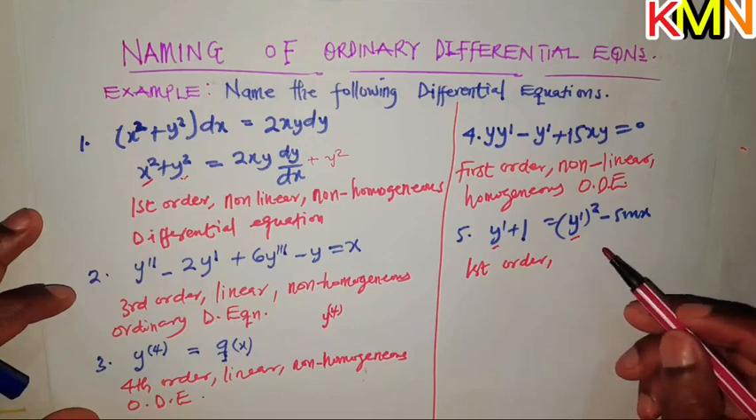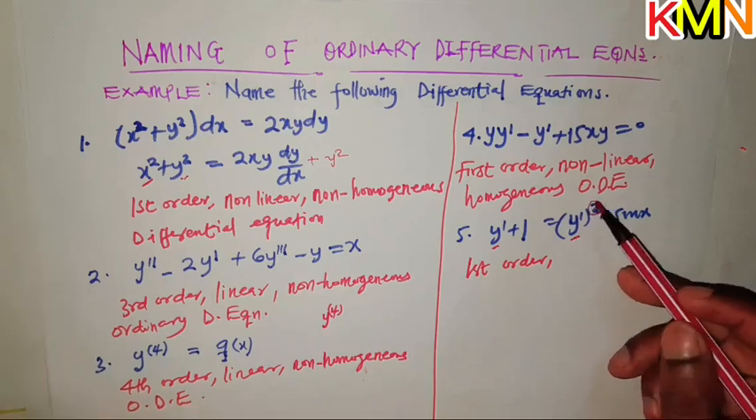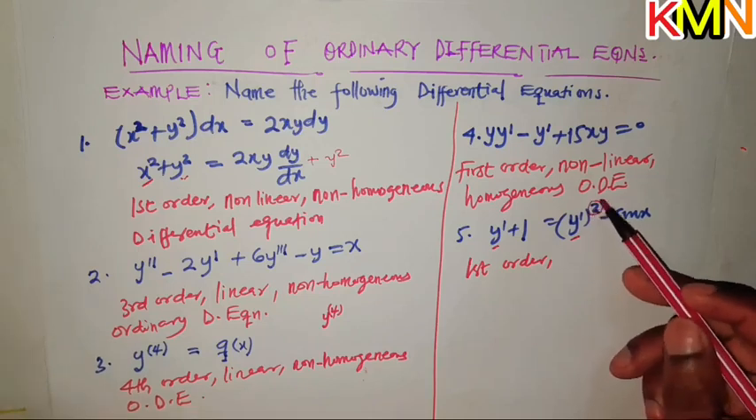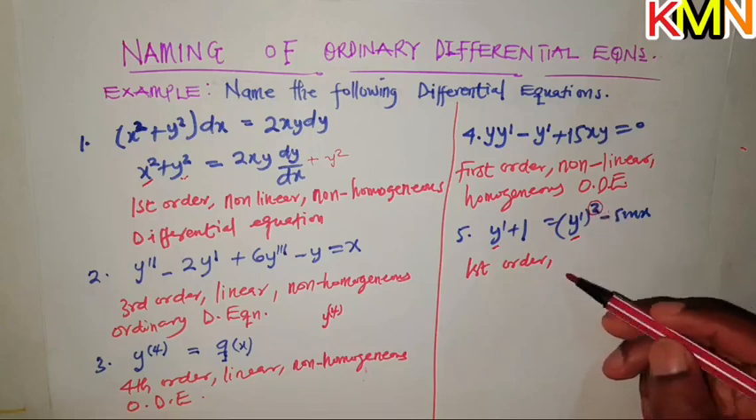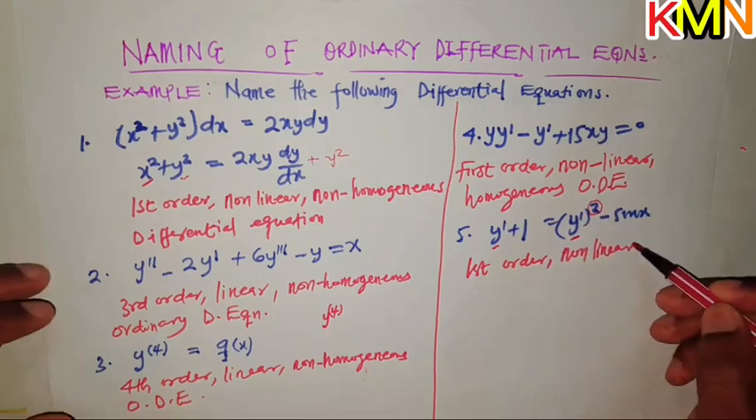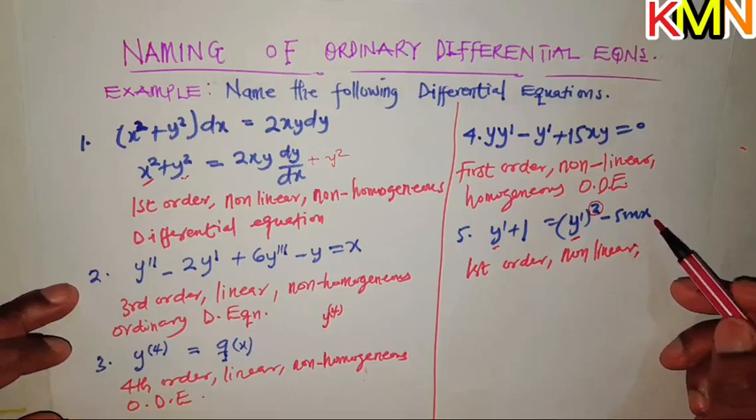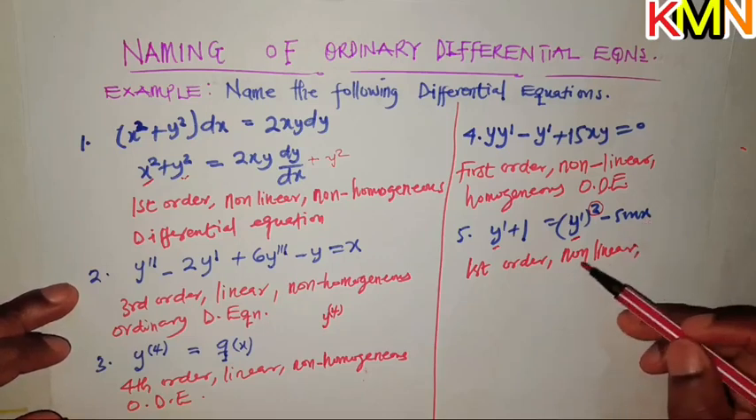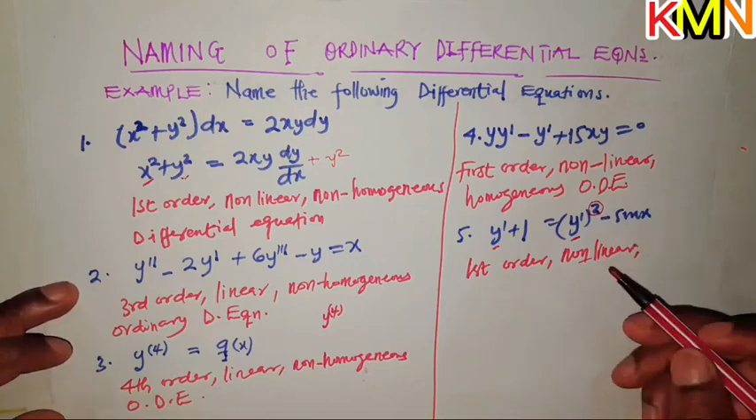Yes, this is non-linear because the principle says the degree of the dependent variable and its derivative must be what? Must be 1. And here we have degree 2 over here. Hence, it makes it non-linear. So we have transcendental function, but the transcendental function is on the independent variable, so it doesn't affect it. That's not the reason why we made it non-linear. The reason why it is non-linear is because of the degree here. Take note of that.